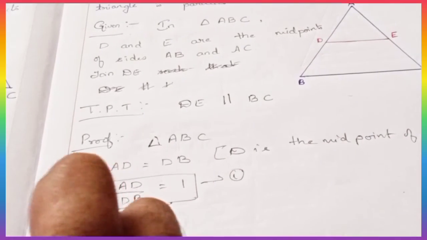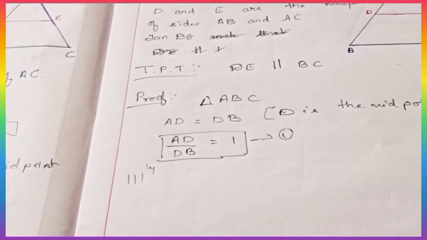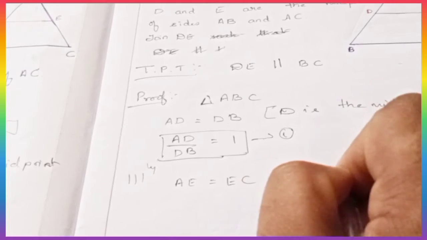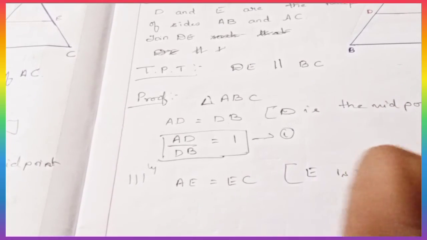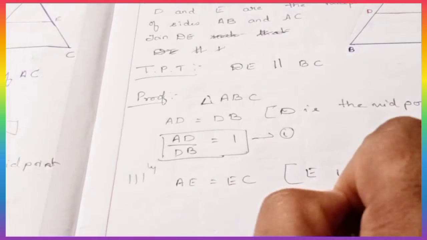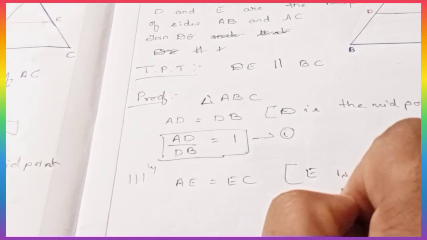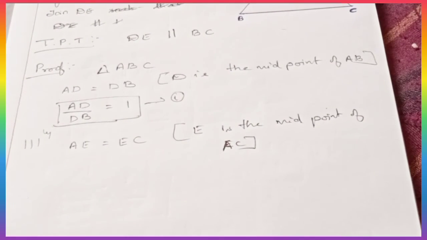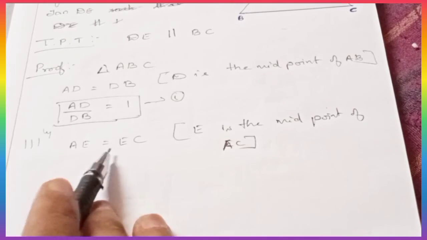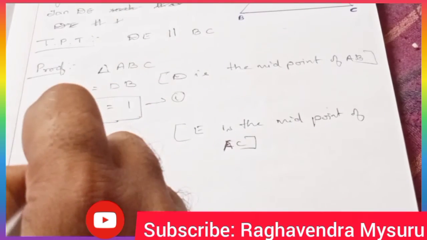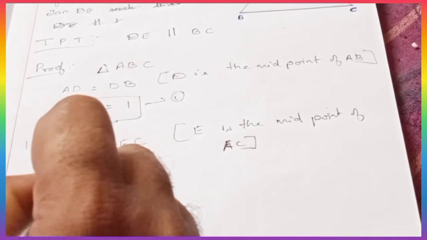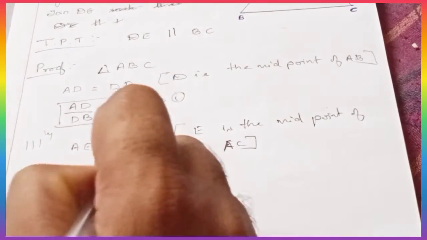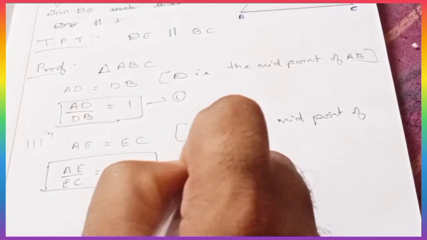Similarly, I can write AE is equal to EC. Why? Here E is the midpoint of AC. Once again, divide both sides by EC because we need to cancel EC. We need to take EC to the other side of the equals. We can directly take it out, otherwise you can divide both sides by EC. So the left hand side becomes AE by EC, that is equal to EC by EC, that is equal to 1. I will call this equation 2.